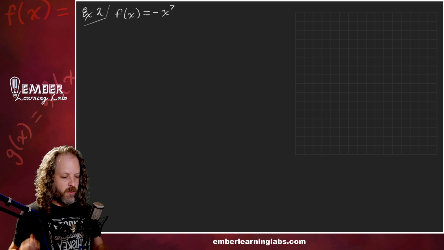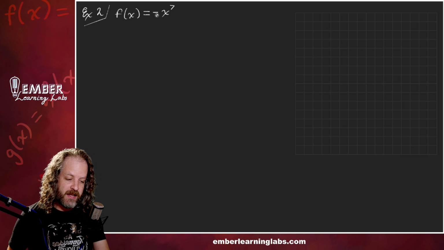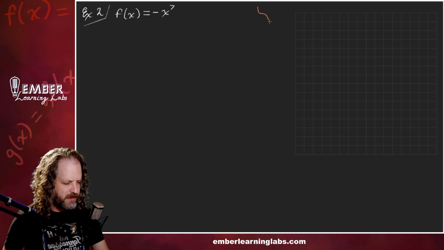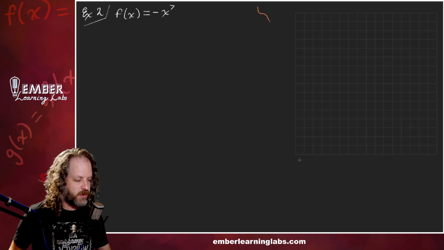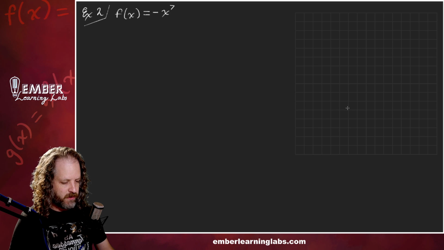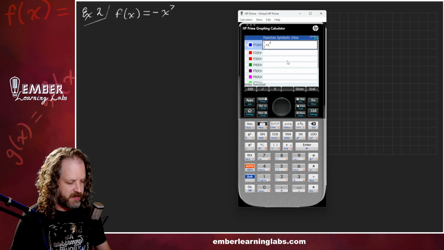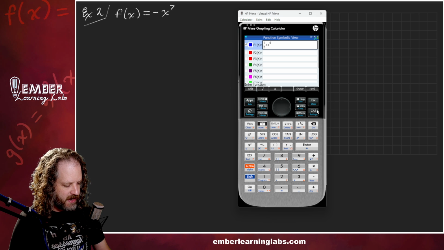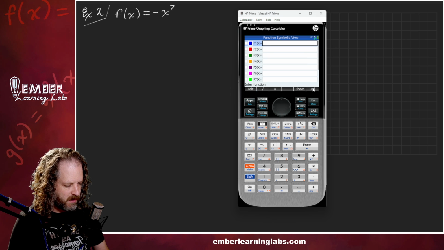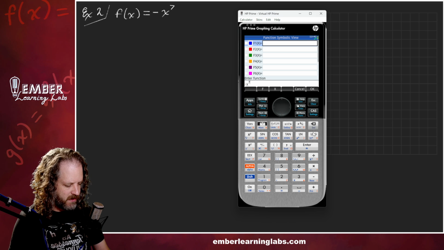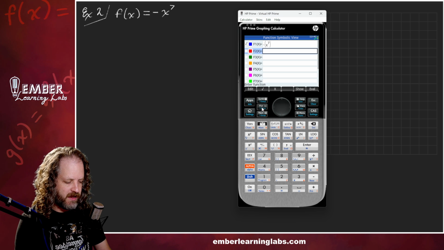All right, so what is this going to look like? This is odd, and A is negative, so it's going to look something like this shape, right? That's what we're expecting. So let's punch it in the calculator and see if our expectation is accurate. So this guy, clear it out. Negative x to the 7th, enter, and then graph the thing.